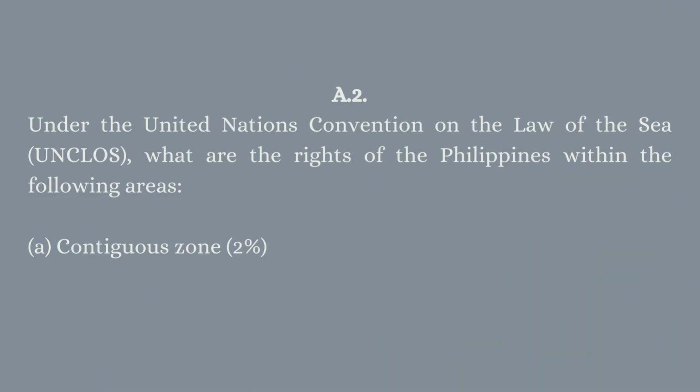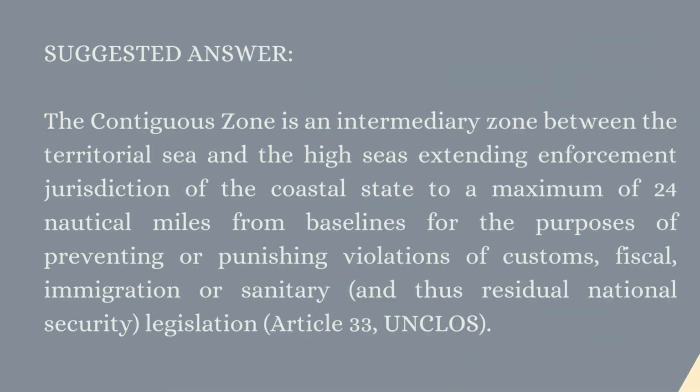Question A2. Under the United Nations Convention on the Law of the Sea, UNCLOS, what are the rights of the Philippines within the following areas? A. Contiguous zone. Suggested answer. The contiguous zone is an intermediary zone between the territorial sea and the high seas, extending enforcement jurisdiction of the coastal state to a maximum of 24 nautical miles from baselines for the purposes of preventing or punishing violations of customs, fiscal, immigration, or sanitary, and thus residual national security legislation.